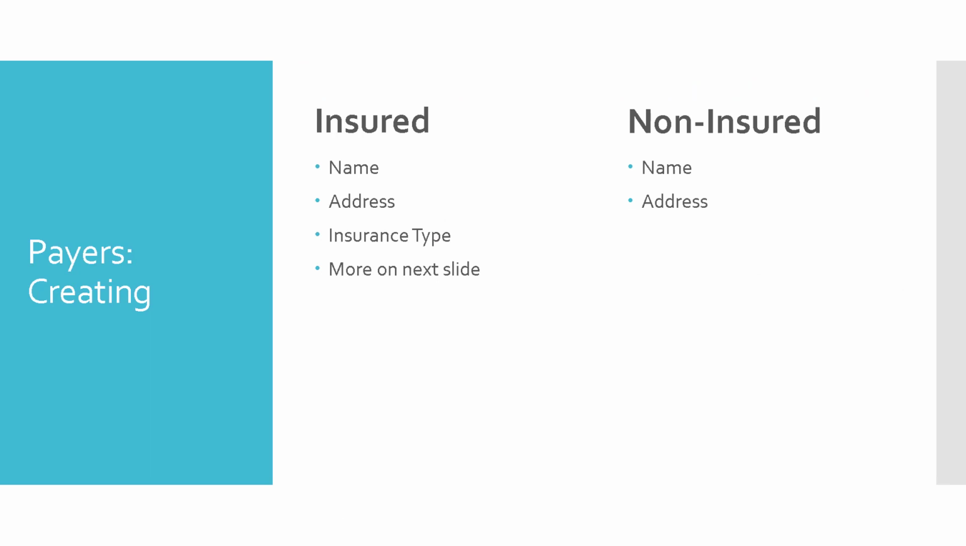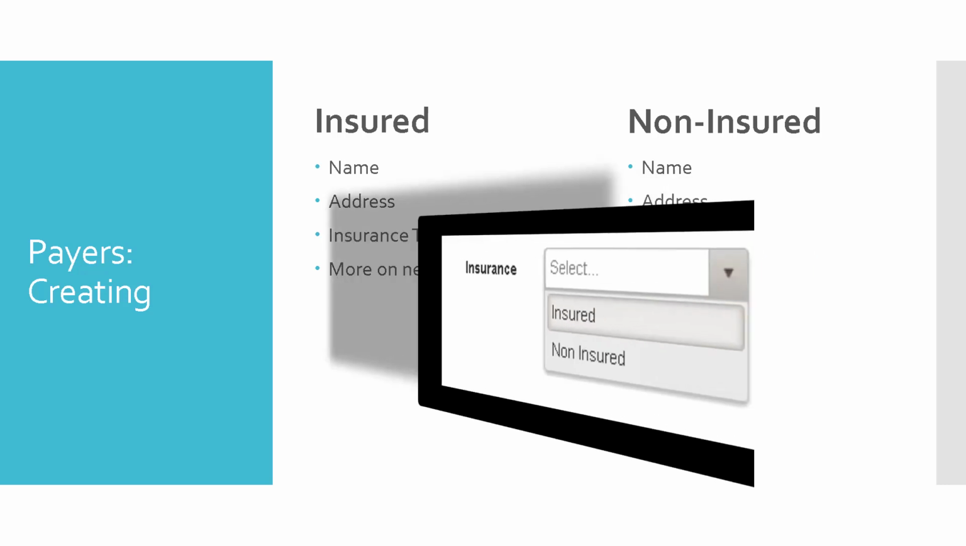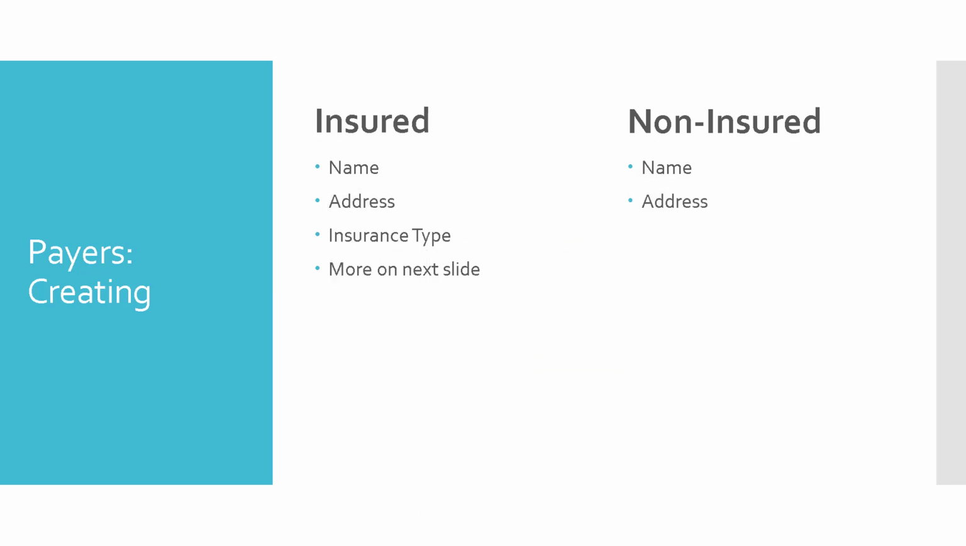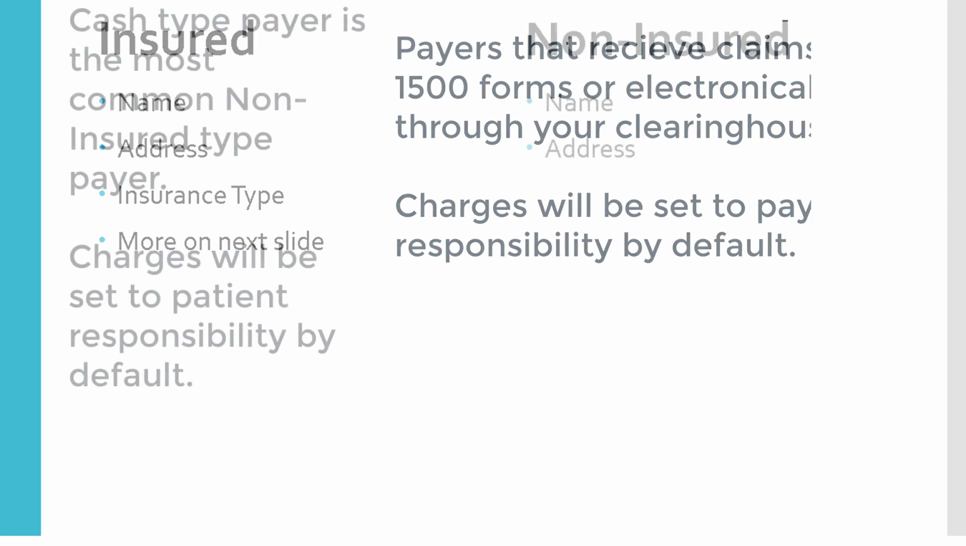To start off, let's take a look at payers. When setting up payers, there are two types of classifications in Chart Talk: insured and non-insured. The difference, simply put, is how you submit claims to the payers. If the payer takes claims in the form of electronic EDI files or printed on the CMS 1500 form, then the payer should be payer type insured.